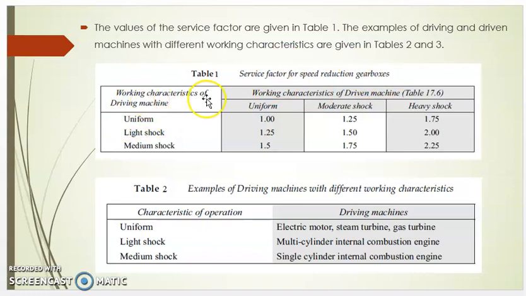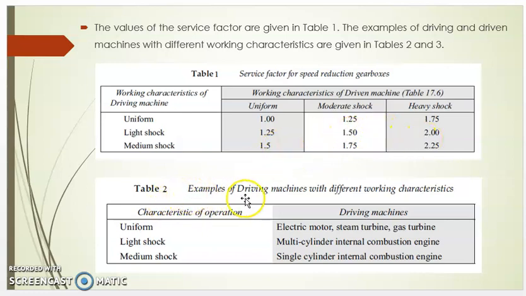First column is working characteristics of driving machine, that is uniform, light shock, medium shock. Second column is working characteristics of driven machine, uniform, moderate shock, heavy shock. These different values are there: 1, 1.25, 1.75, 1.25, 1.5, 2.0.